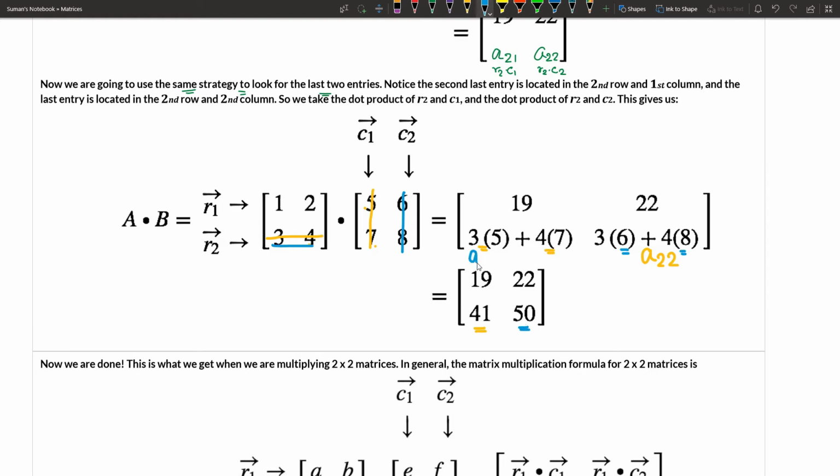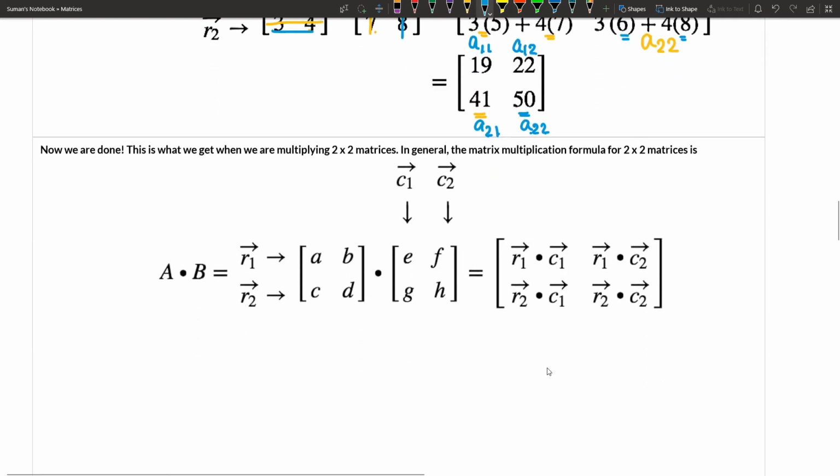So just look at that. That is our A11, that is our A12, that is our A21, that is our A22. So finally that is the dot product of row 1 column 1, row 1 column 2, row 2 column 1, and row 2 column 2. Now we are done, and we get a matrix of order 2 cross 2. So this is what we get when we multiply 2 cross 2 matrices.